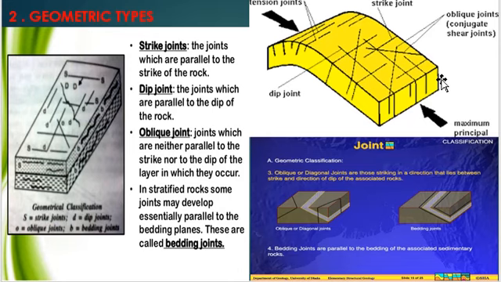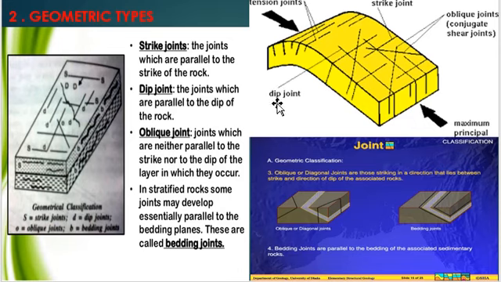So what are dip joints? Joints that strike parallel to the direction of the dip of the bedrock, for example the extension joints. Next, what are strike joints? Joints that strike parallel to the direction of the rock beds, for example the release joints.